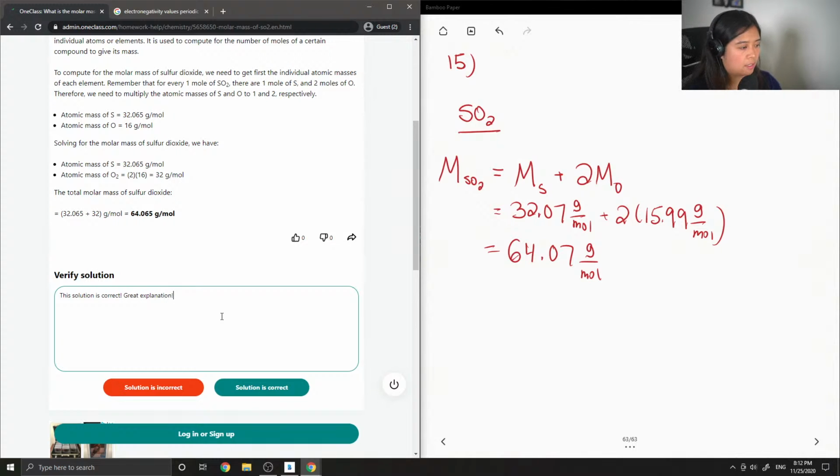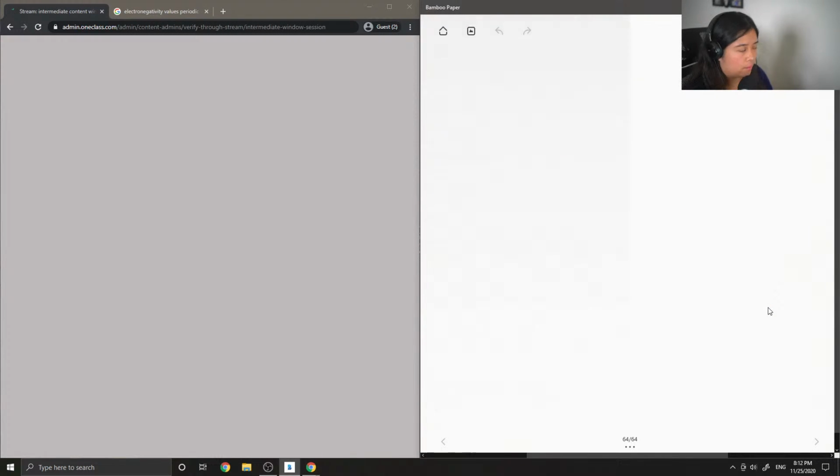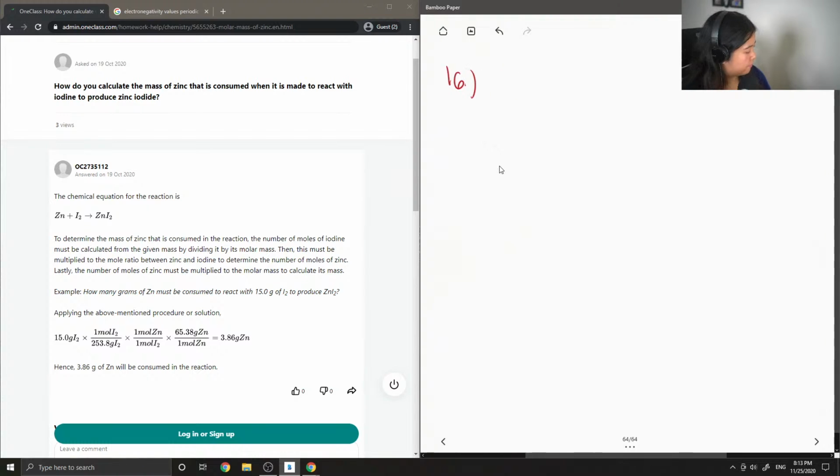Okay, so I think we have time for one more question. Number 16 asks, how do you calculate the mass of zinc that is consumed when it is made to react with iodine to produce zinc iodide? So this is the chemical equation. Zinc plus iodide makes zinc iodide.